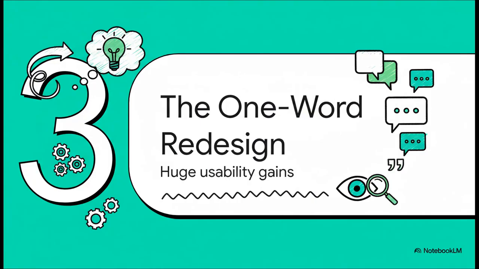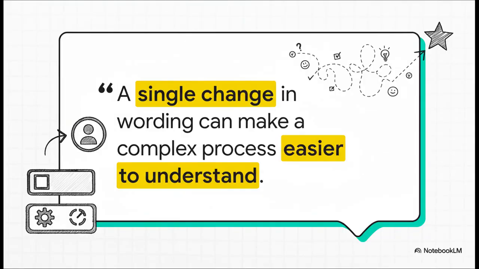Now, this is the best part. Focusing on your copy is one of the single most efficient ways to improve your design. You don't always need to do a massive visual overhaul. Sometimes all you really need is a one-word redesign. This right here is the key. Just think about changing a button from a generic word like submit to something clear like create my account. That tiny change adds so much clarity about what's about to happen. These little tweaks can have a massive impact on usability, and they can turn a confusing step into one that feels totally natural.